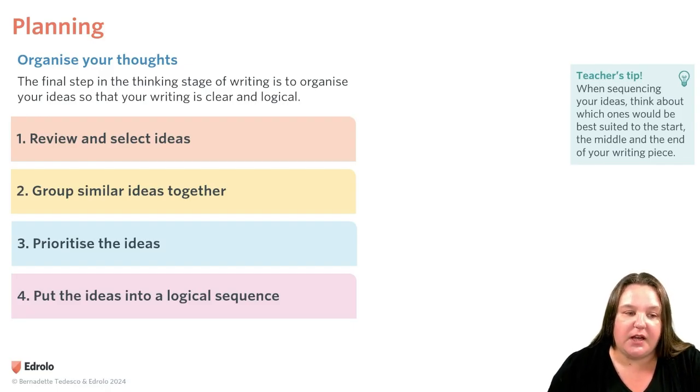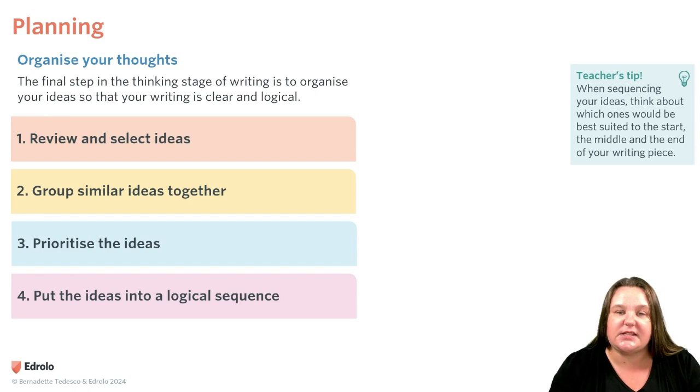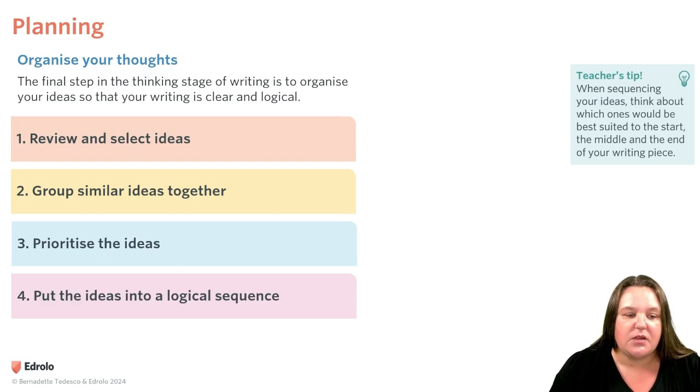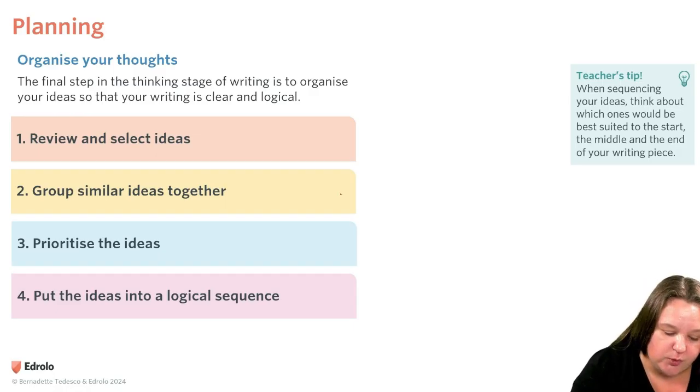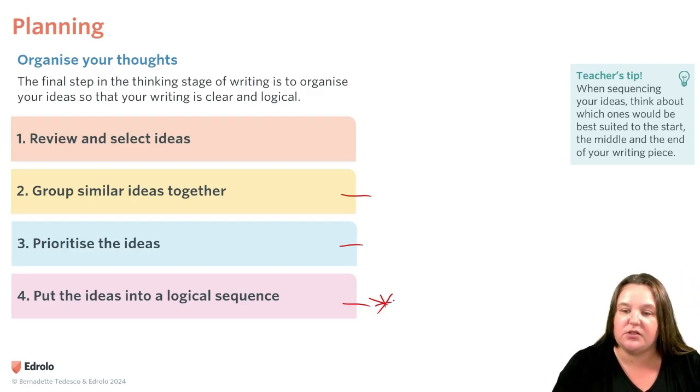You want to start by reviewing and selecting your ideas. Which ideas do you want to include? Then you want to group those ideas together. Which ideas are the most similar to each other? And you'll end up with a couple of different groups. You then want to prioritize your ideas, thinking about which ones are most important. Think about which ones would be best suited to the start, to the middle, which ones would be most suited to the end of the piece of writing. And based on the grouping and the prioritizing, you want to put those ideas into a logical order.